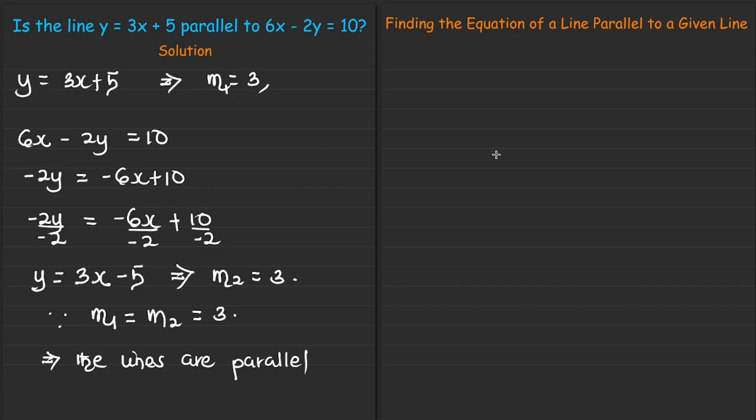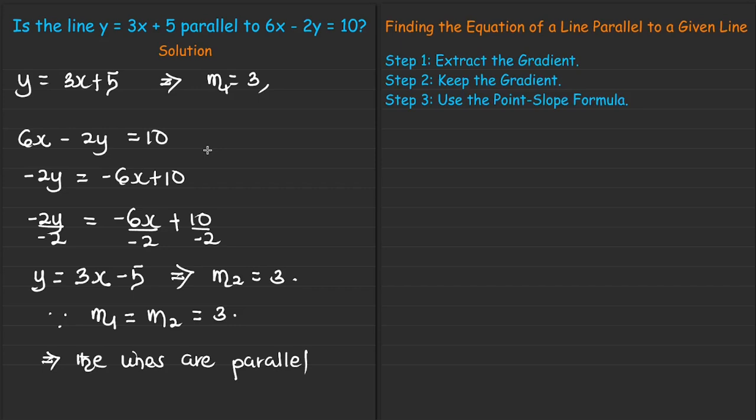Now, for the second application, we would be finding the equation of a line parallel to a given line. How do we go about it? To find the equation of a line parallel to a given line, we'll go through a simple three-step process. The first one, you extract the gradient. So you'd be given two equations and you need to extract the gradient from the one whose gradient is available.